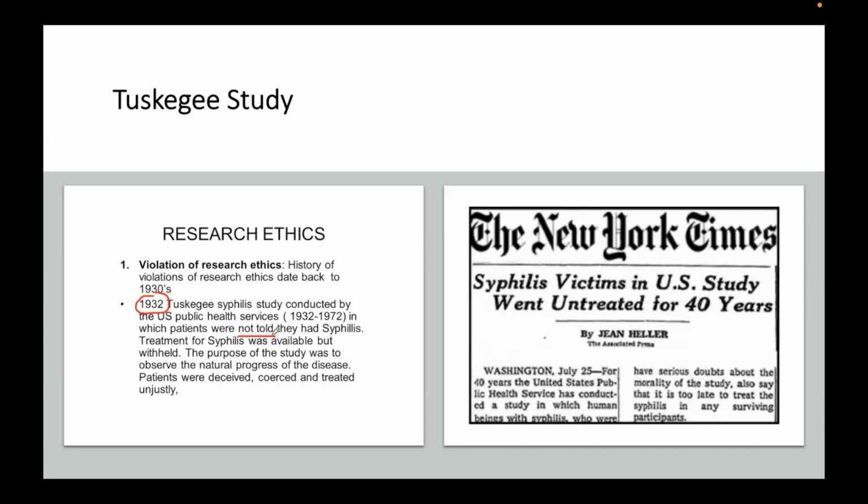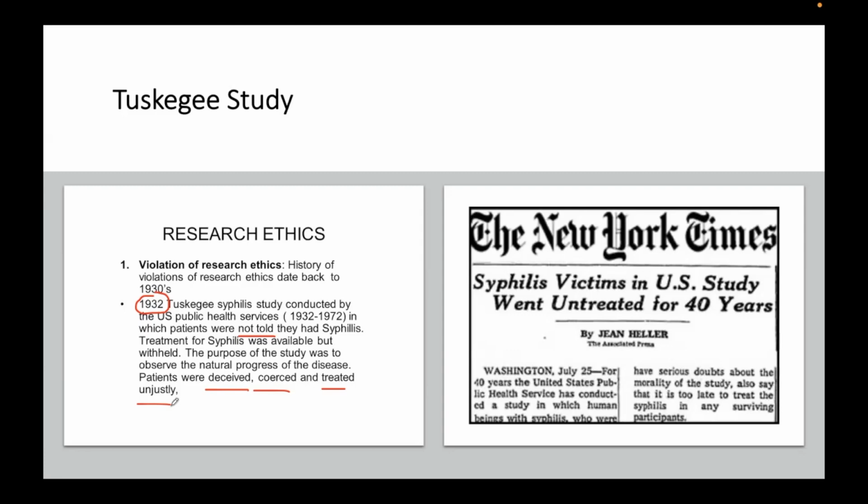And you have to remember, during this study, patients were deceived. Can you imagine that? They were coerced, they were forced, and they were treated unjustly because this group of researchers basically wanted to observe the natural progress of the disease.